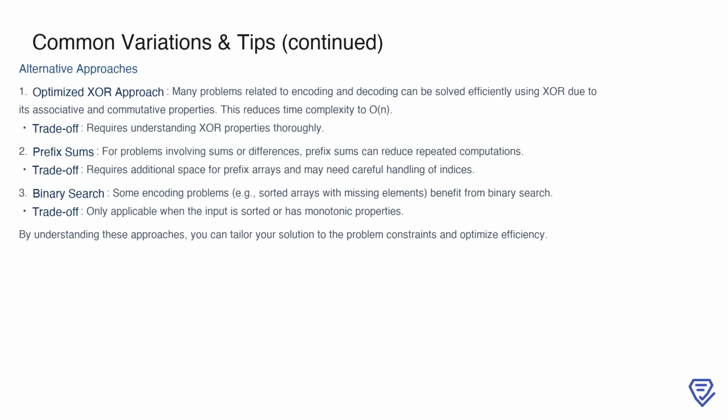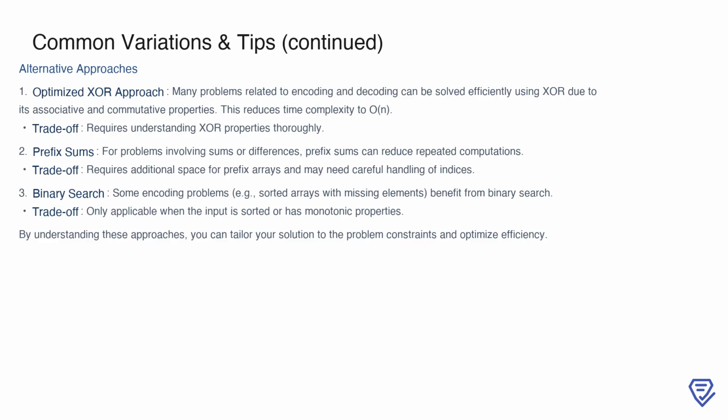To approach this problem effectively, consider alternative strategies that optimize for both time and space complexity. One powerful method is an optimized XOR approach. XOR is particularly useful because of its associative and commutative properties, allowing you to solve the problem in linear time. However, this does require a solid understanding of XOR's behavior to apply it correctly.